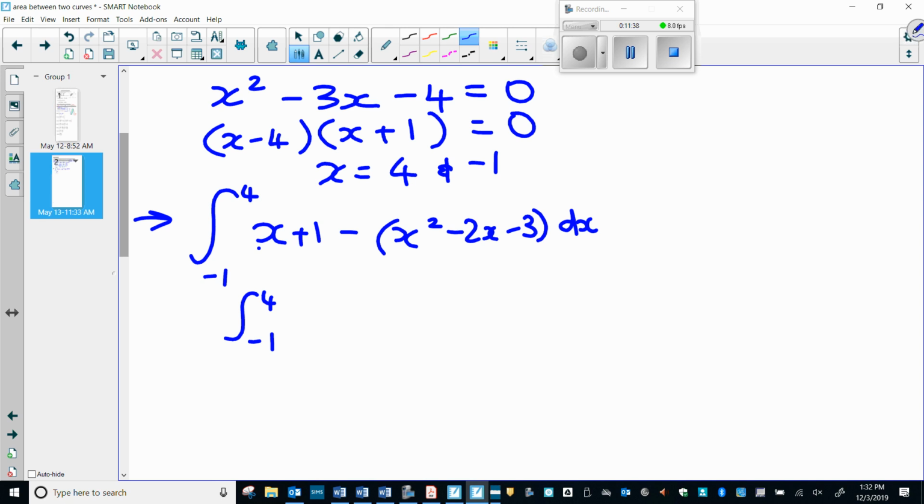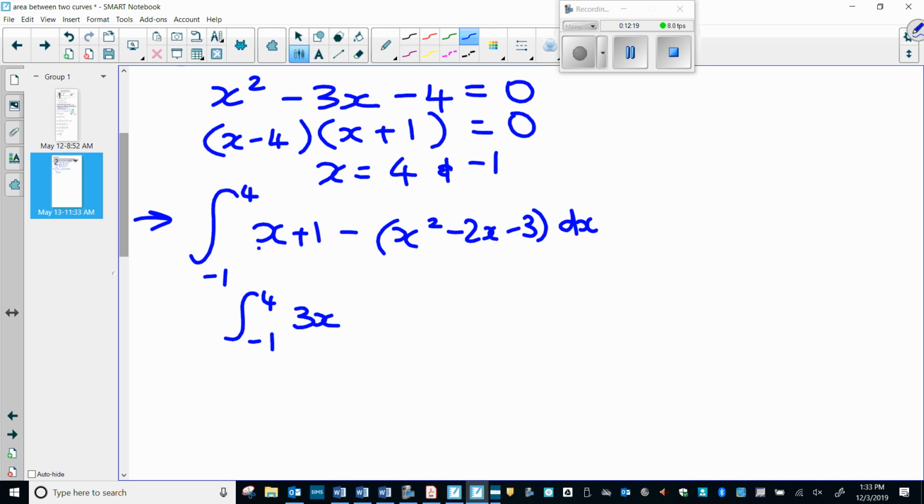X minus negative 2x. So that's going to be x minus x? x. So 1x subtract negative 2x. Doesn't that become positive? So it goes up. So it's x plus 2x. Since you've got two minuses, it becomes positive. So x plus 2x, that's 3x.